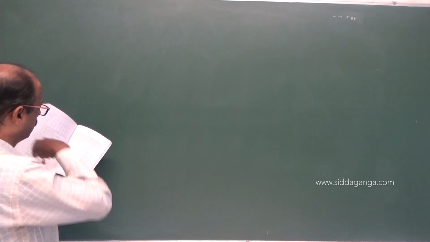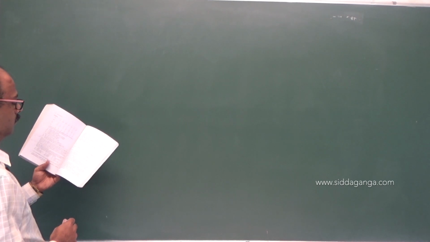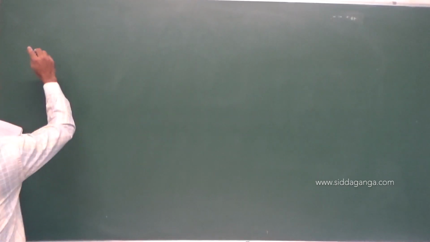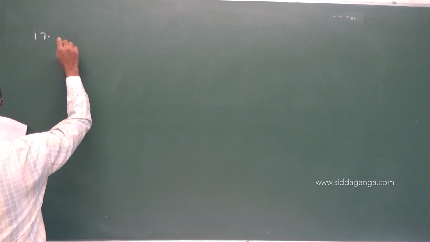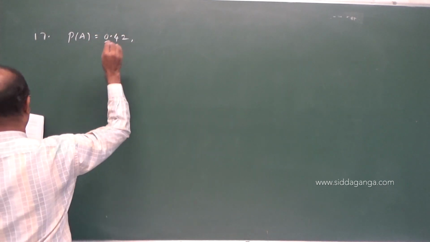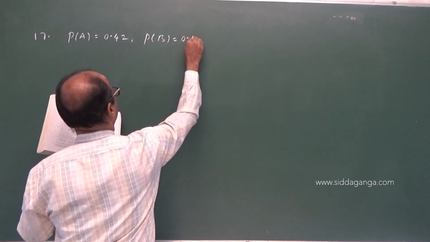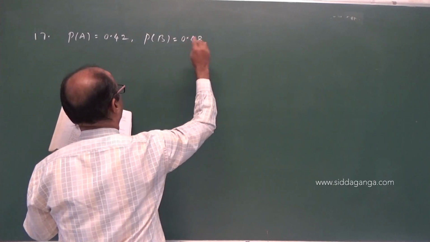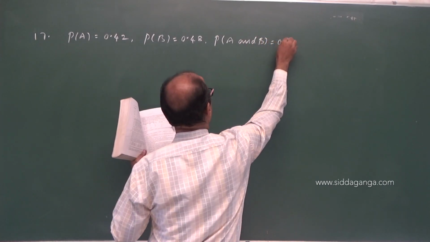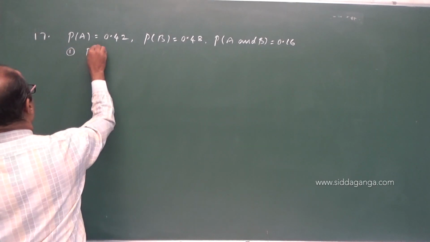Next, number 17. A and B are events such that P of A is equal to 0.42, P of B is equal to 0.48, P of A and B is equal to 0.16. Determine the first one, P of not A.